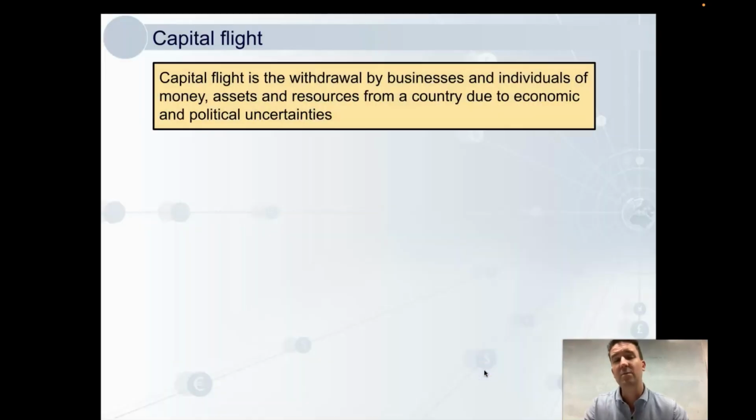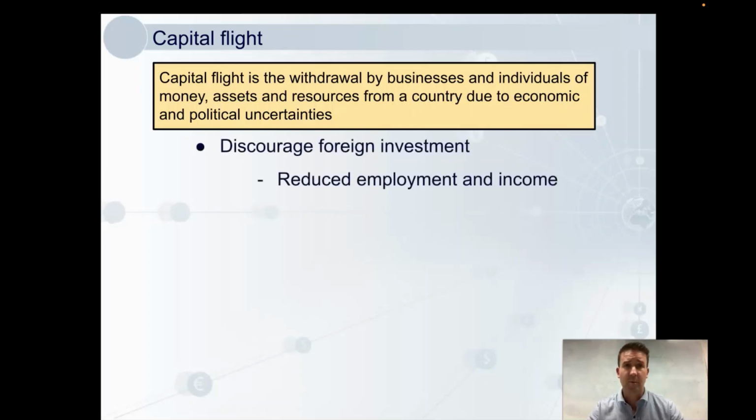Capital flight. So this is when businesses and individuals take money, assets and resources from a country due to economic and political uncertainties. So the lack of confidence in the country, really. What that can do is discourage foreign investment. It can discourage other businesses from starting up in the country if they see other people leaving, withdrawing from the country. So if we get less FDI, we're going to have reduced employment and income for the people in the country.